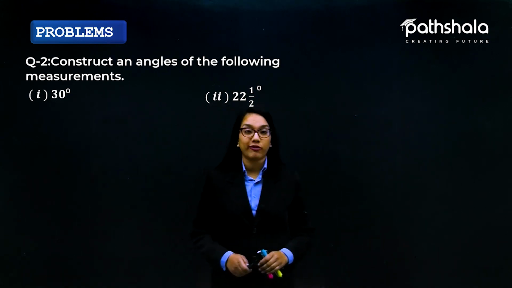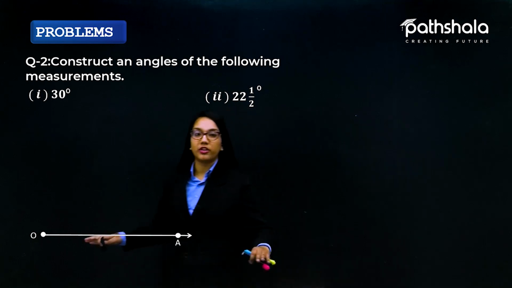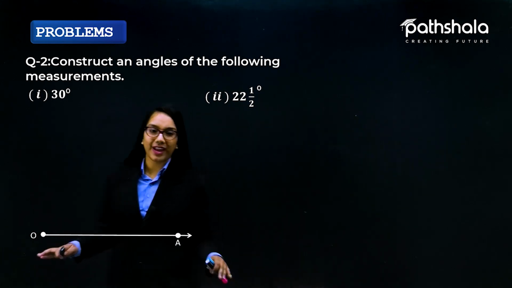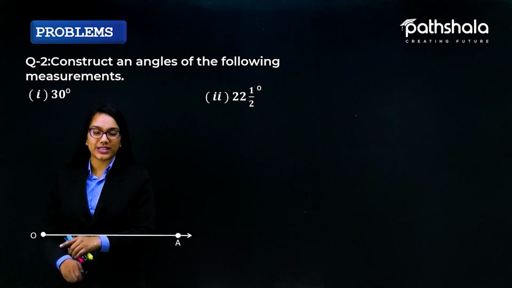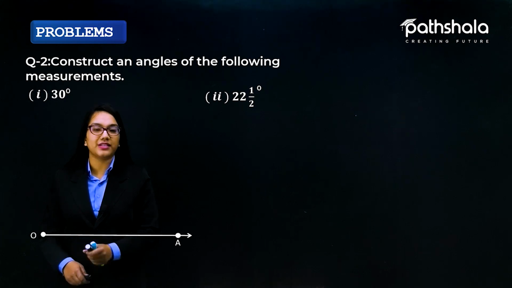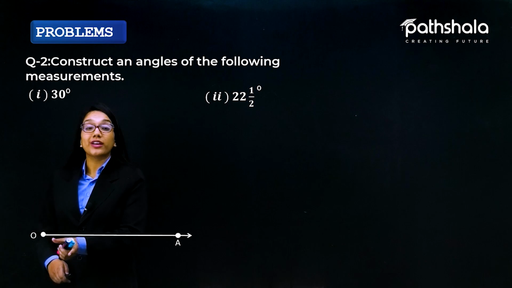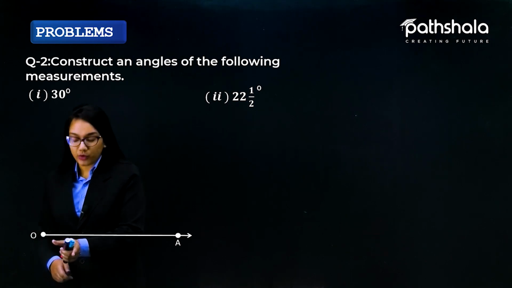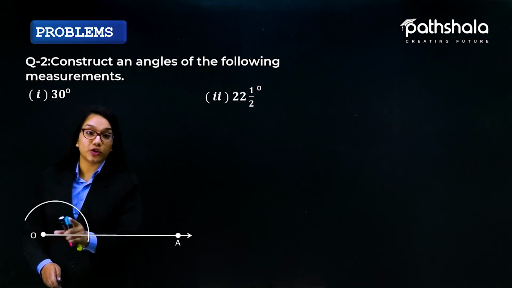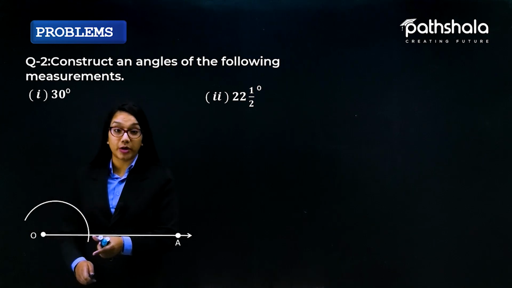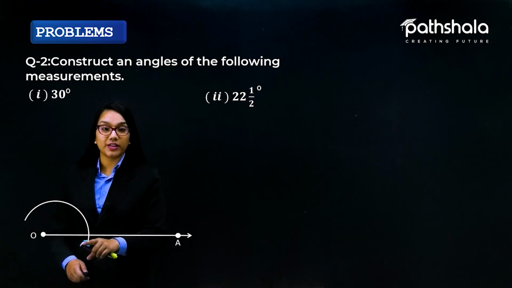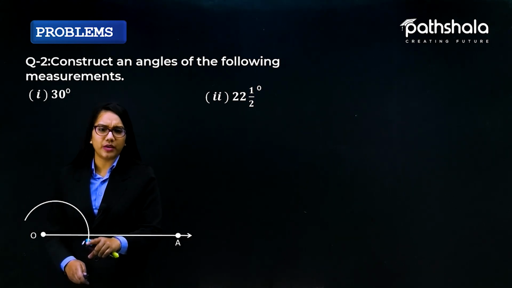For it, first of all, let us suppose I'm taking this particular ray, which is OA, and using the compass, taking O as the center with any particular radius, I'm marking an arc over here, or let us suppose I'm drawing a circle of this particular form with any radius, and I'm calling this particular point B.